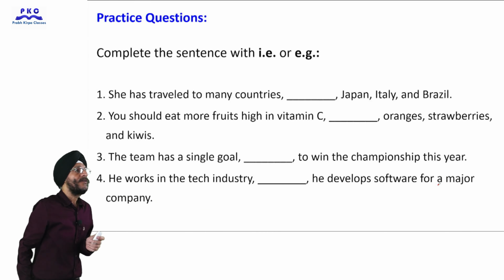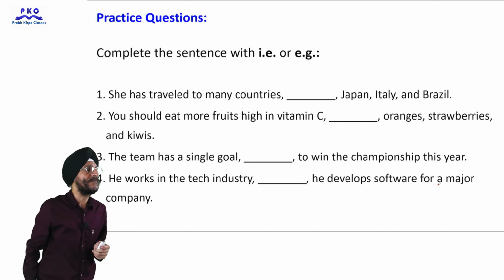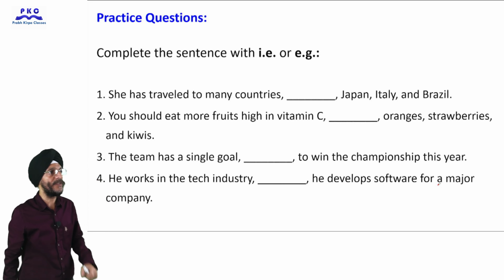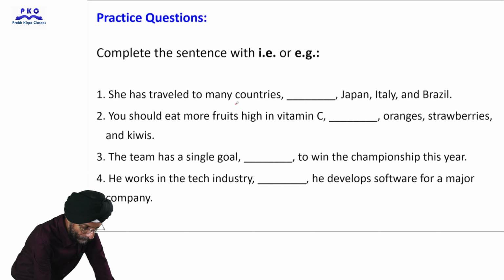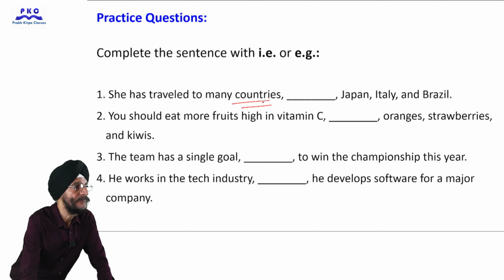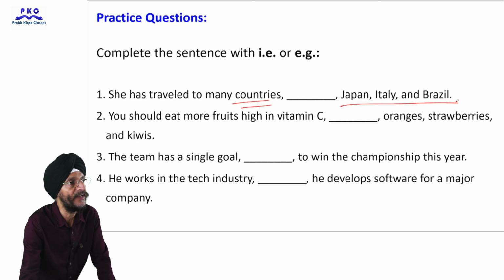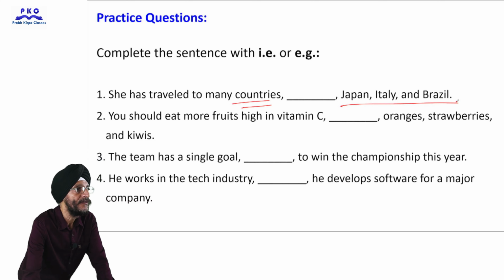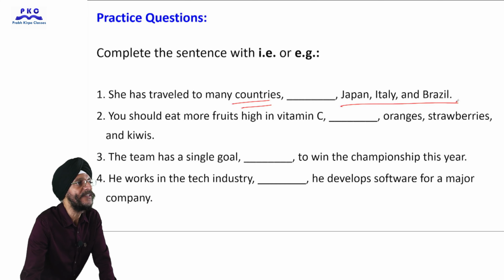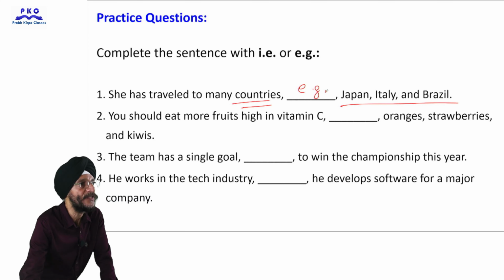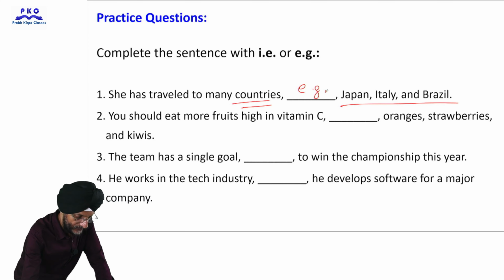Then there are certain fill in the blanks. We are to opt whether we are to use i.e. or e.g. She has traveled to many countries. Here the names of countries are there: Japan, Italy, and Brazil. Here we are not to clarify the countries. We are to give the examples of countries. So here e.g. is correct.